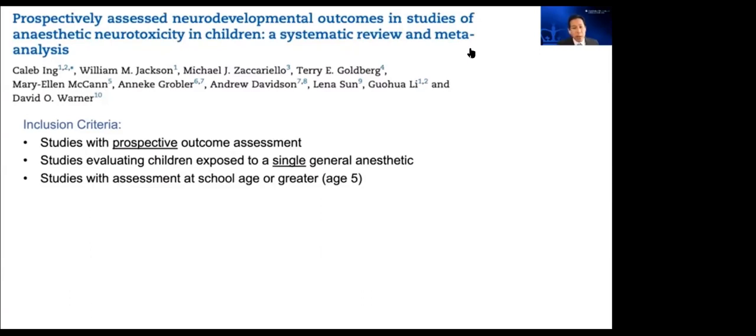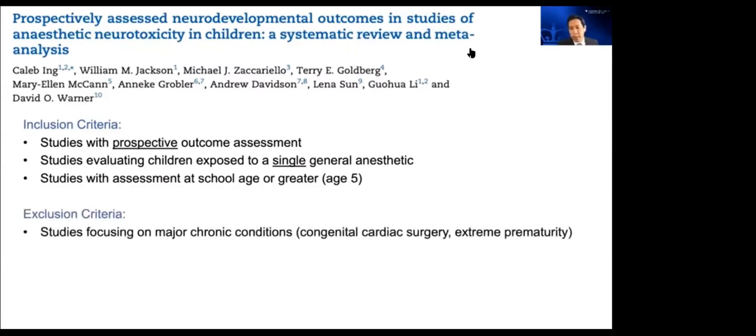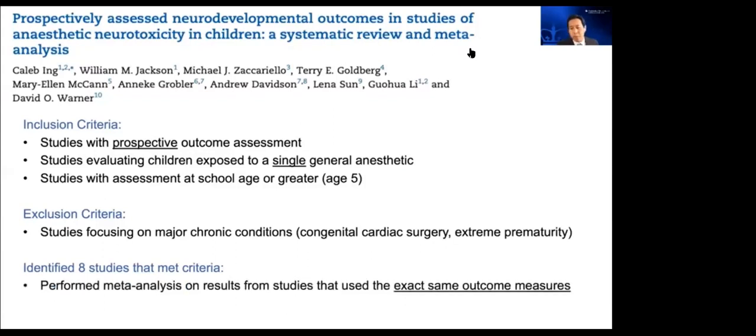We also focused on studies evaluating children exposed to a single general anesthetic and also evaluated children who were at least school-aged or greater, because assessment of older children is typically more accurate. We excluded all studies that focused on children with major chronic conditions, because figuring out the effect of anesthesia in children with major surgery and major underlying medical problems is very challenging. We ultimately identified 8 studies that met criteria. And since we wanted to do the cleanest study possible and ensure that we are comparing apples with apples and not apples with oranges, we only included results from studies where the exact same outcome measures were used, so we did not have to merge disparate outcome scores.